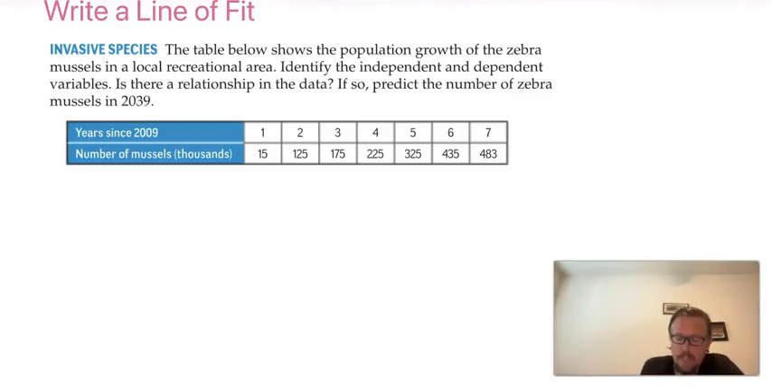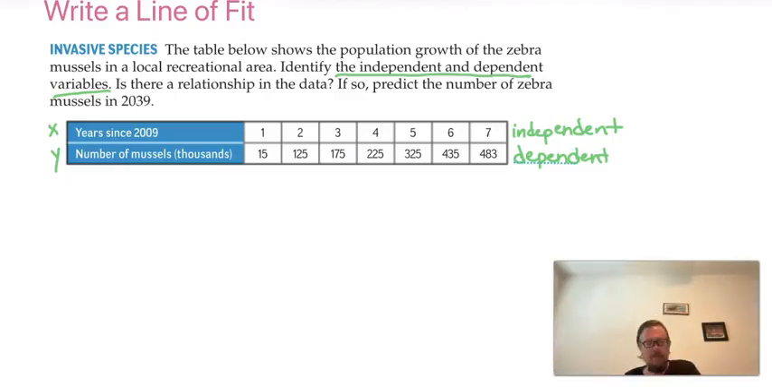The first thing we can do without a calculator, though, it says identify the independent and dependent variables. Independent means the x, dependent means the y. 999 times out of 1,000, X is on the top and Y is on the bottom, and years or time in general is pretty much always the independent variable. It's hard for time to be dependent on anything. So time is going to be independent, and number of mussels is going to be dependent.